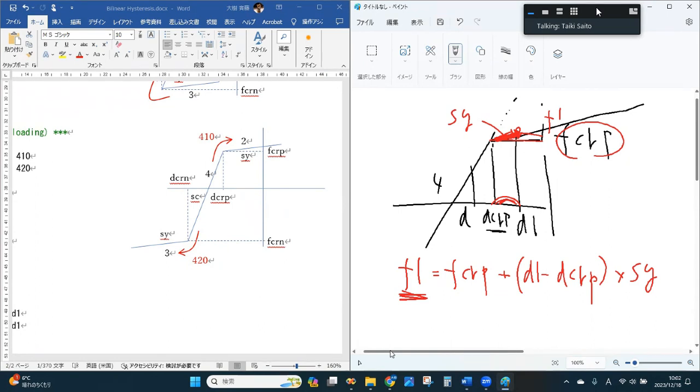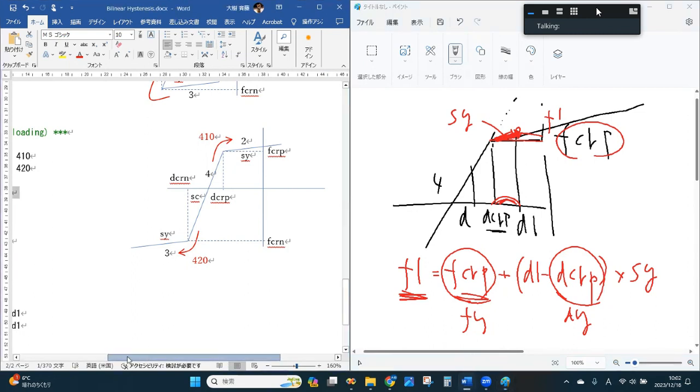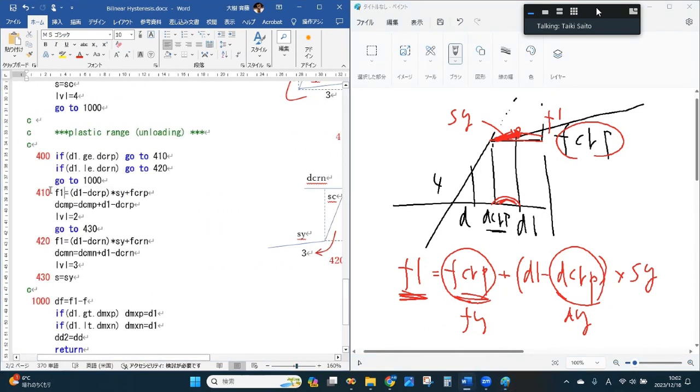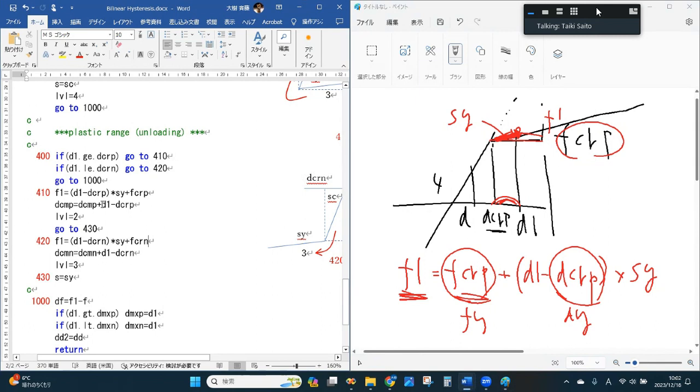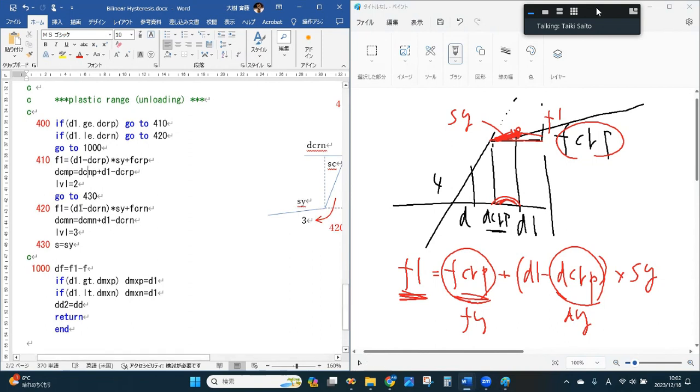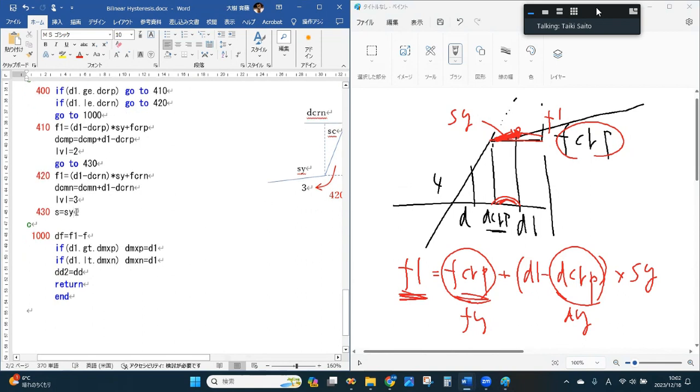It was the same as yielding. In yielding, it was dy before, and this was fy before. But now it is FCRP and BCRP. So this formula. And the plastic deformation is also this second slope deformation. You add the BCMP, so it is included. And the negative side is the same as this one. And the slope is SY.